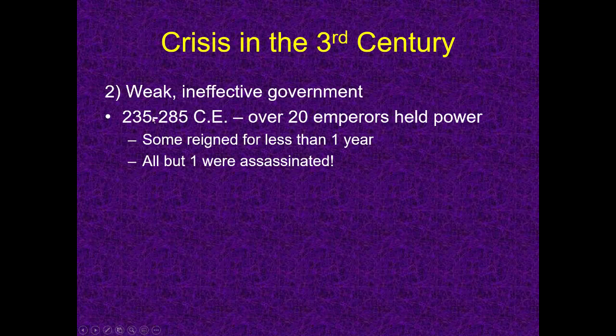So let's finish this up then. 235 to 285 Common Era, 20 emperors will hold power. That's 35 to 85 of the same century, so that's not many years. And over 20 different people hold power because one comes, gets assassinated, the next comes, gets assassinated, the next comes, dies, next comes, gets assassinated. So the point, guys, is that this is a very turbulent time between 235 and 285. And during that time, not only is the empire collapsing internally with the lack of leadership, but the people on the outside are coming in as well without much resistance.